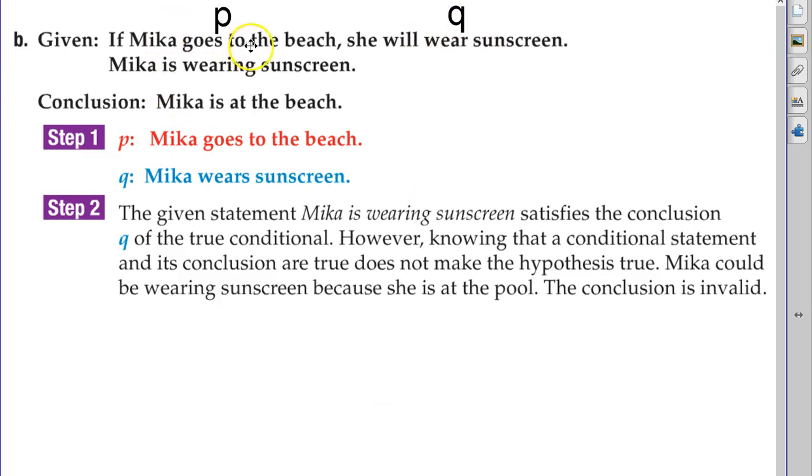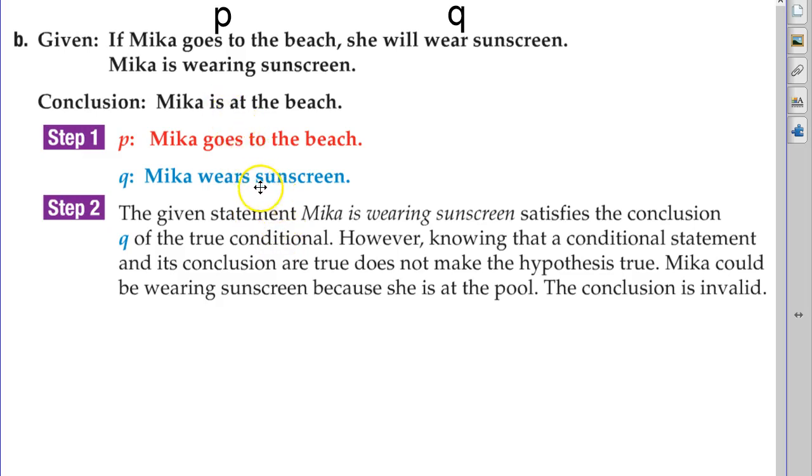Okay, if Mika goes to the beach, then she'll wear sunscreen. If P, then Q. Look at what they gave us. They gave us the Q statement this time. Mika's wearing sunscreen. Now, there's a chance she could be at the beach, but that doesn't mean she's necessarily at the beach.